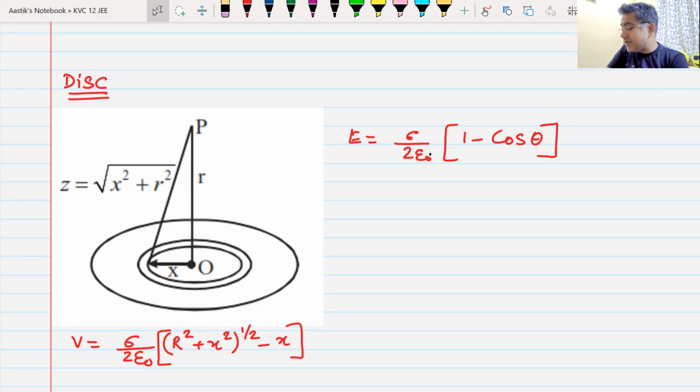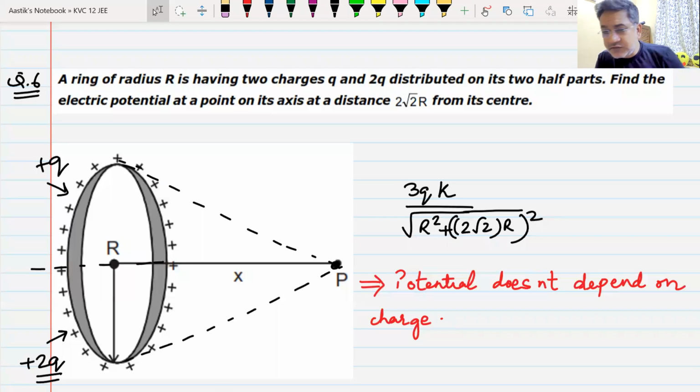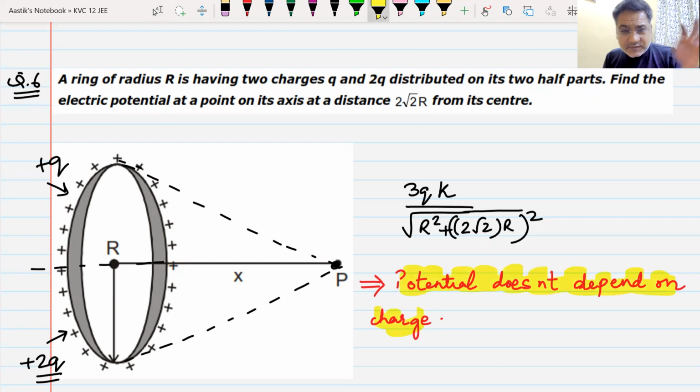The last configuration that we saw was a ring, and in that ring, importantly, the charge was not distributed uniformly, it was distributed non-uniformly. But you must understand that the potential due to a ring at any point on the axis of the ring does not depend on the distribution of charge. This is a very important thing that you must understand. Everyone knows this, yes or no?